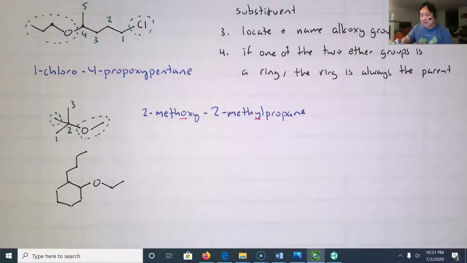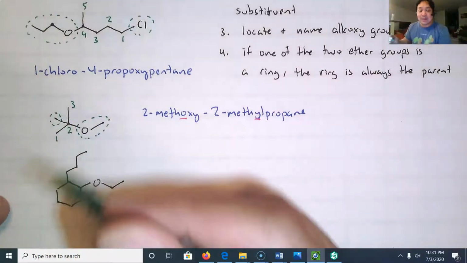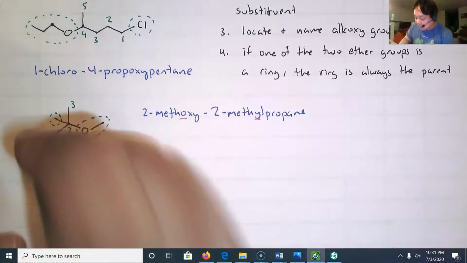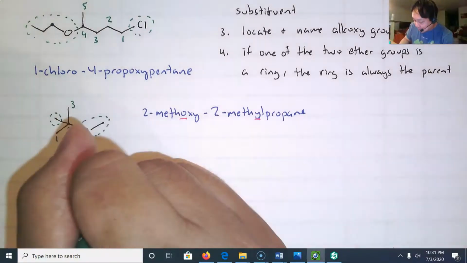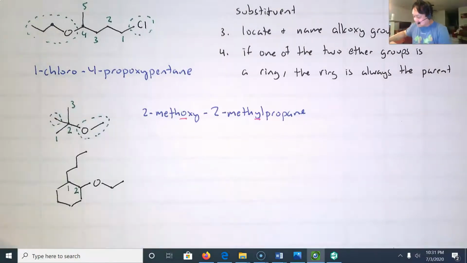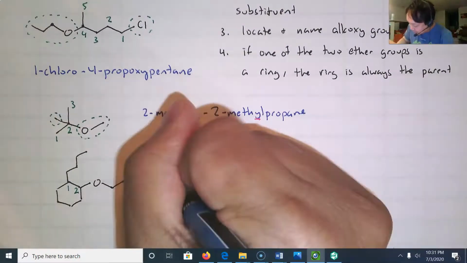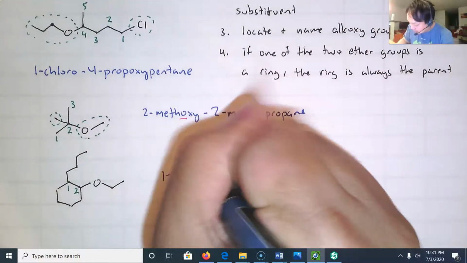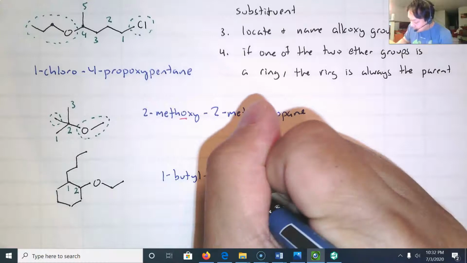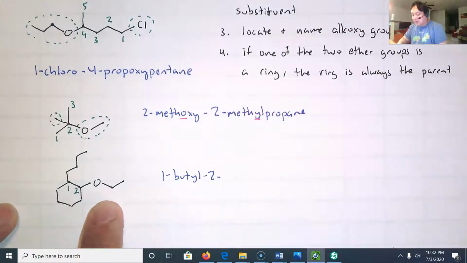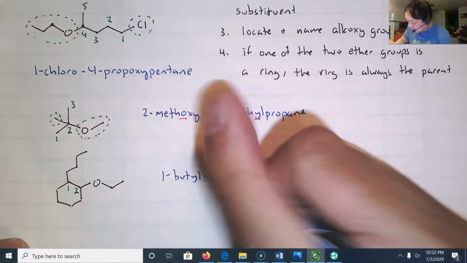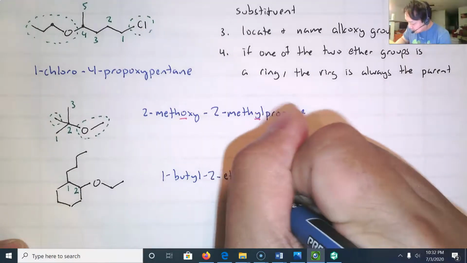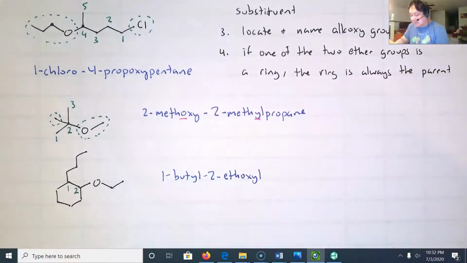When you have a tie and you can't decide which way to number it based on the location of the substituents, then you're going to go by the alphabet. And butyl comes first, followed by propoxy. 1-butyl, 2, oh, did I say propoxy? 2-ethoxy, no space, cyclohexane.